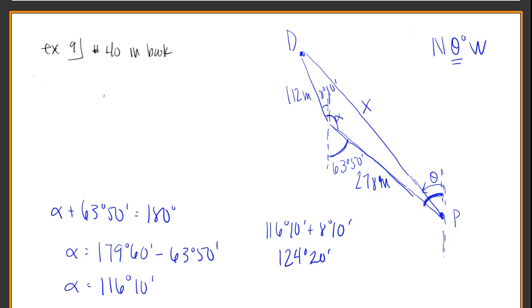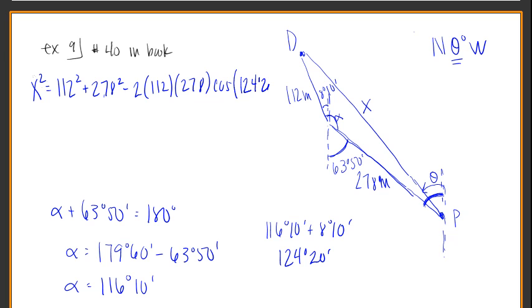Let's first get x. So x squared is going to be the sum of the other two squares: 112 squared plus 278 squared minus 2 times 112 times 278. I'm getting to think why this is the last one in this section. And then times the cosine of that whole interior angle we just found, which is 124 degrees 20 minutes. So plugging this in our calculator, I get x to be 353.4, so we'll just round it to 353 miles. Okay, so I have x to be 353.